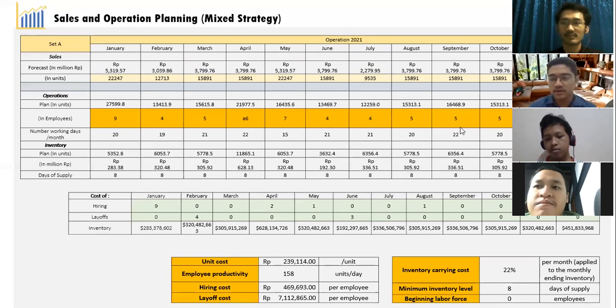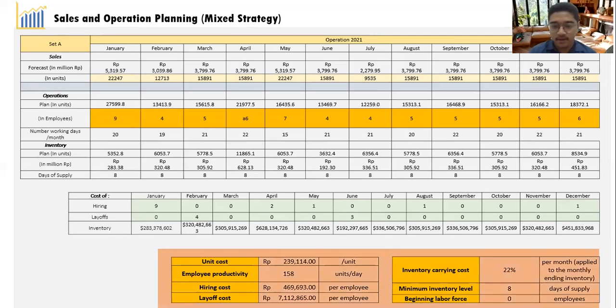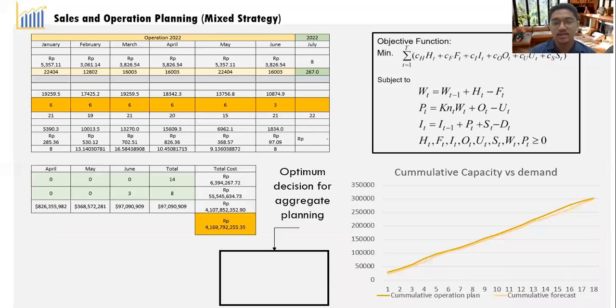So moving on to the last strategy, which is the mixed strategy. Basically, the mixed strategy is based on our basic understanding of the trade-off between hiring and layoff, and also the cost of inventory. From those trade-offs, we want to build a model that optimizes all the costs and gets the total minimum cost. So maybe you can go to the next slide.